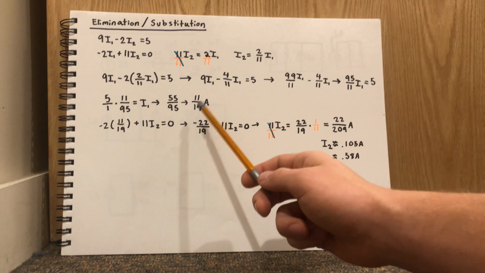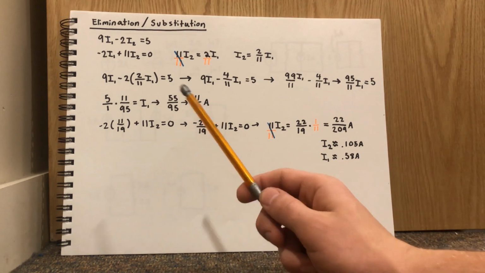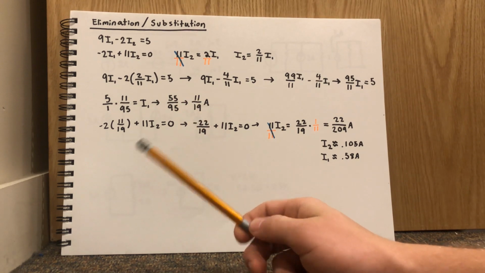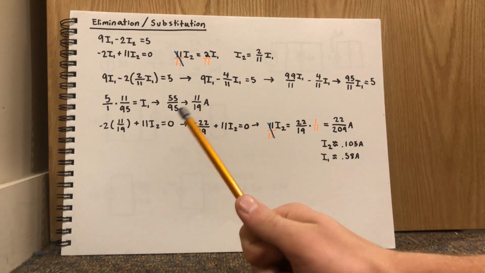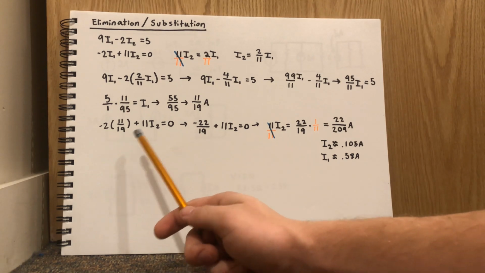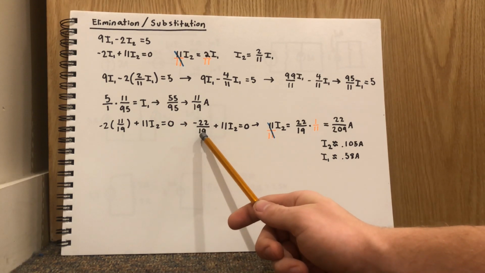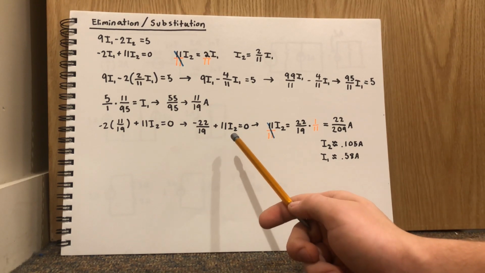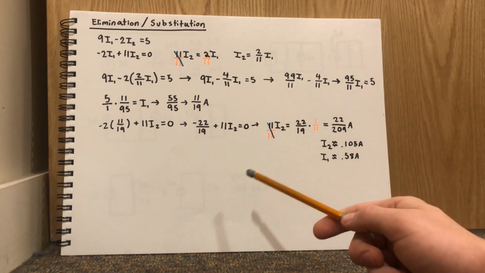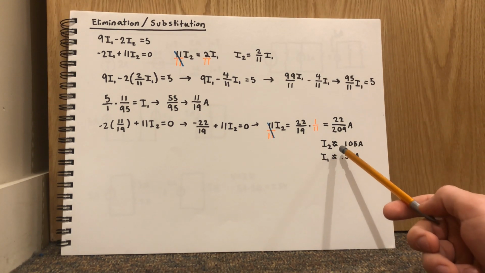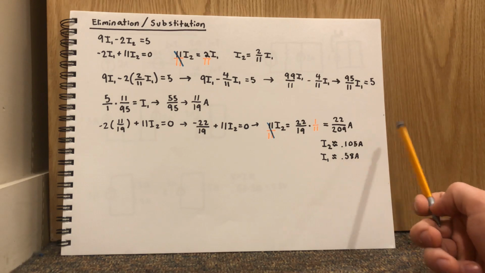Next, we're going to take this 11 over 19, which we solved for I1, and just plug it back in for I1 to find I2. So we end up getting this equation here, which when this -2 is distributed in, we get -22/19 plus 11 I2 is equal to 0. Now if we divide through this 11 here, we end up getting that I2 is equal to 0.105 amps.